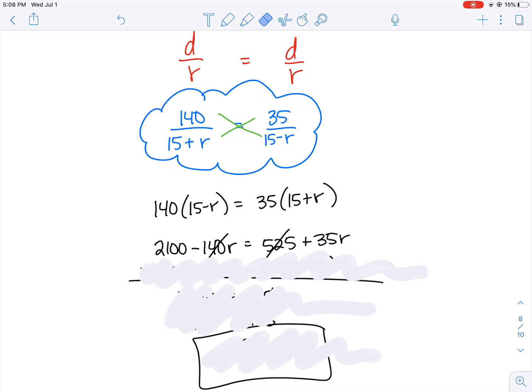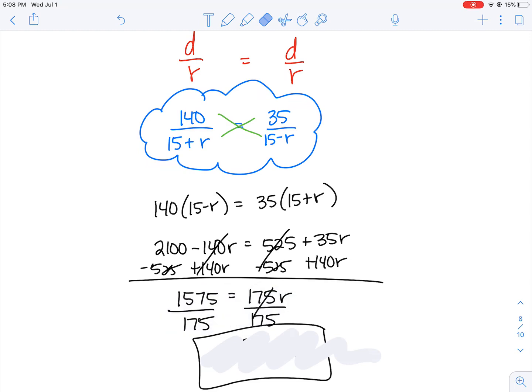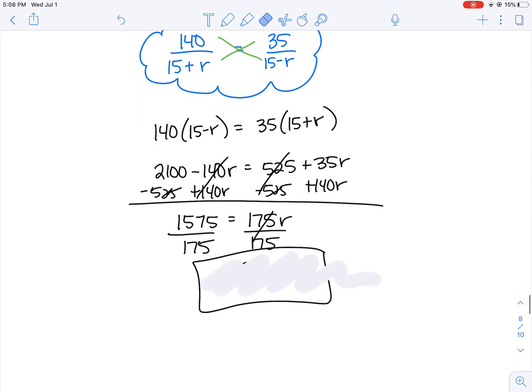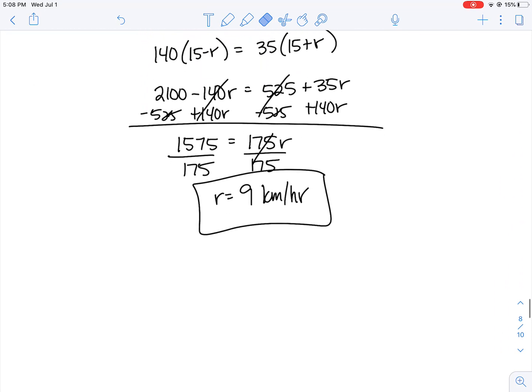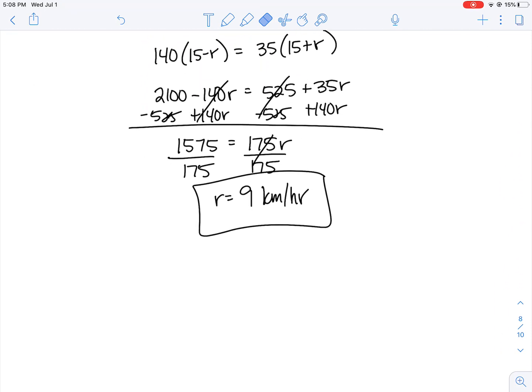Remember that R is the speed of the river. When I do that, I'm going to add 140R to both sides, and I'm going to subtract the 520. I ended up getting 1,575 equals 175R. I divided both sides by 175, and I ended up getting R equals 9. Remember that R represented the speed of the river, and so I know how fast the river is going now. The river is flowing at 9 kilometers per hour, so I can label it appropriately.